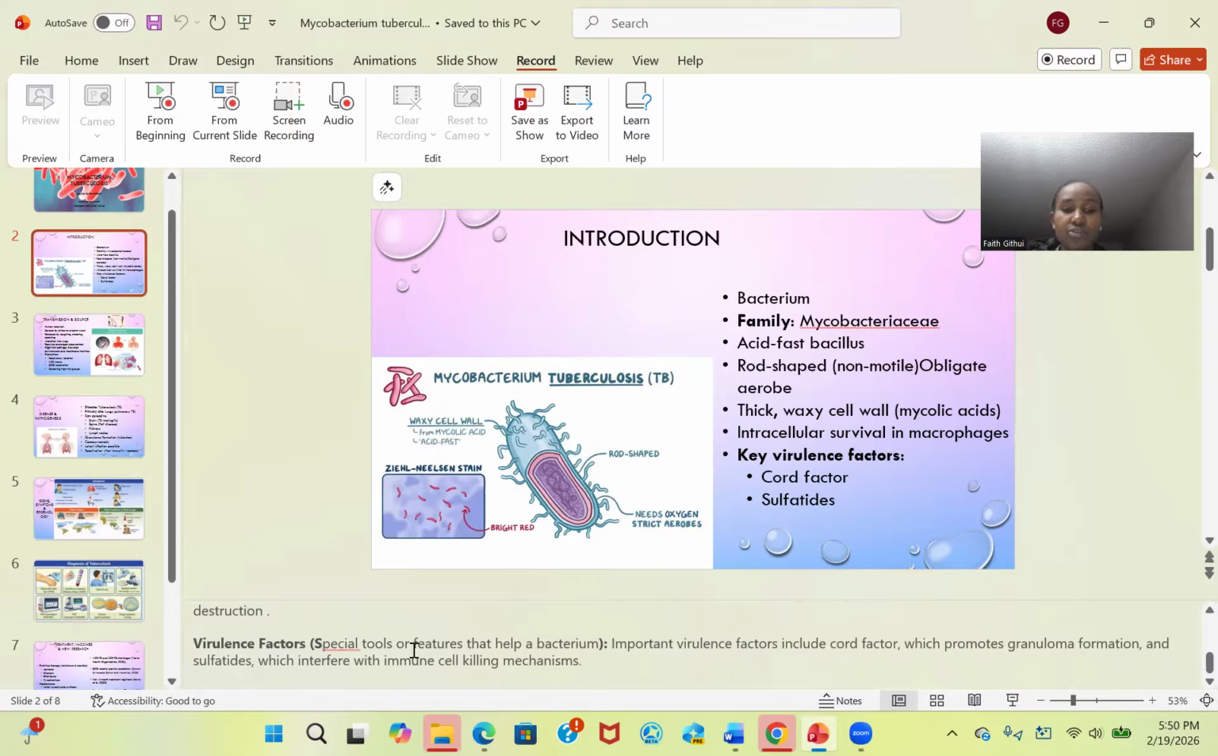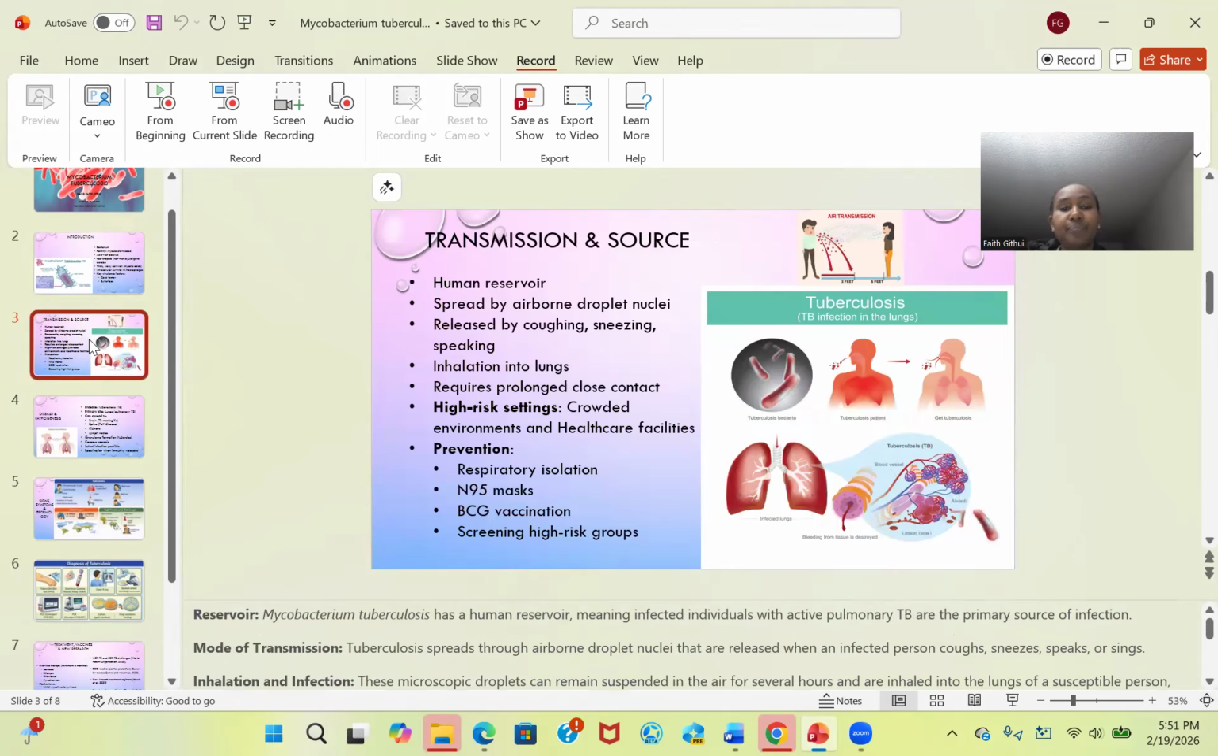Virulence factors, special tools or features that help a bacterium. Important virulence factors include cord factor, which promotes granuloma formation, and sulfatides, which interfere with immune cell killing mechanisms.